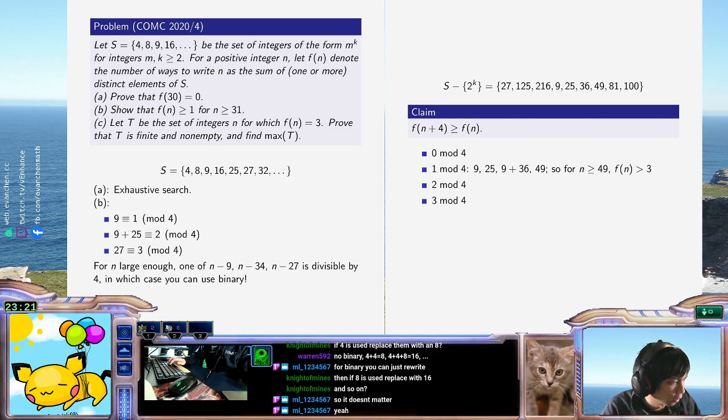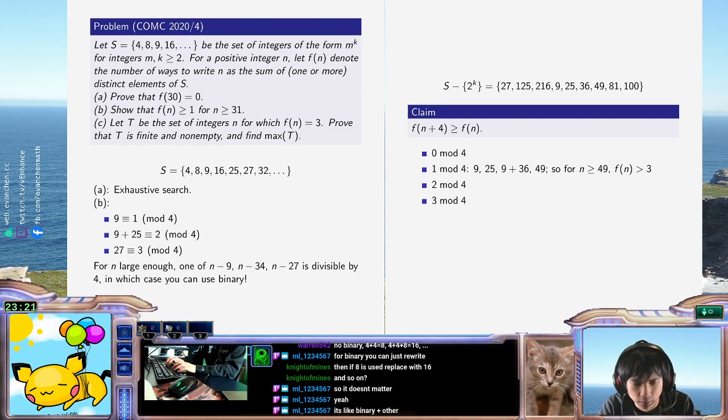Oh, wait, so what's the thing? If I have a representation, I throw in a 4. I add an extra 4 and then the binary regroups. I see, okay, fine. Binary regroup.